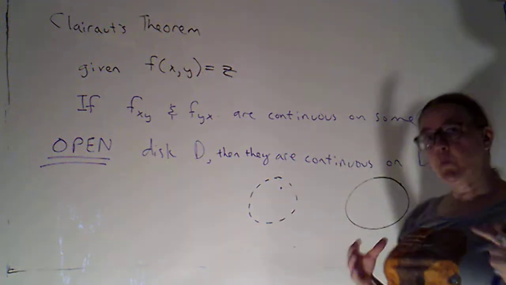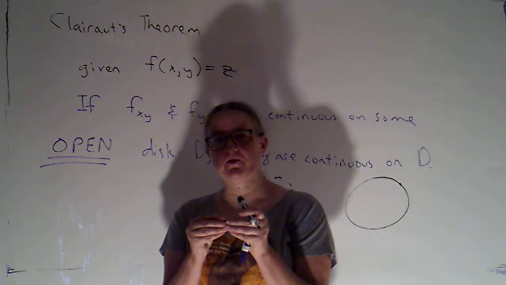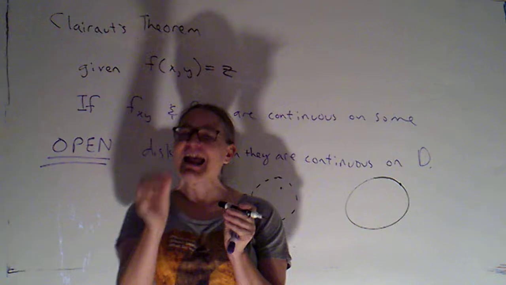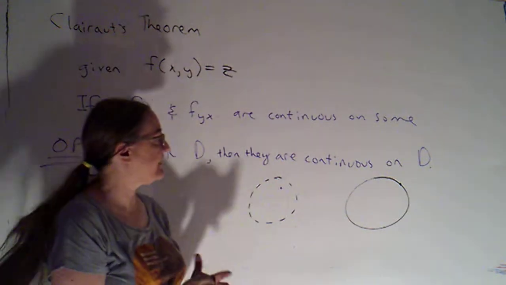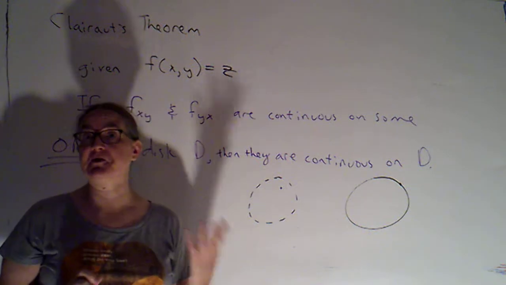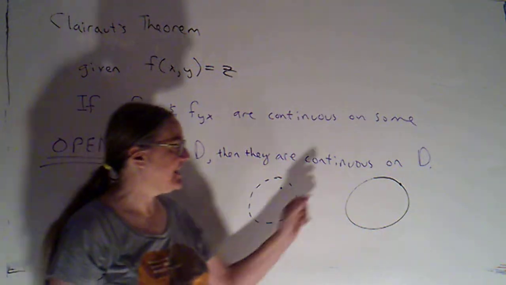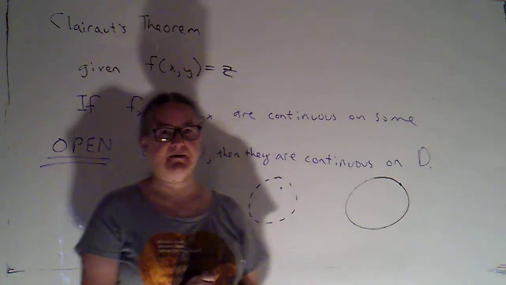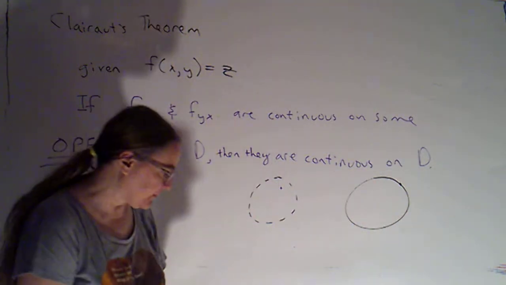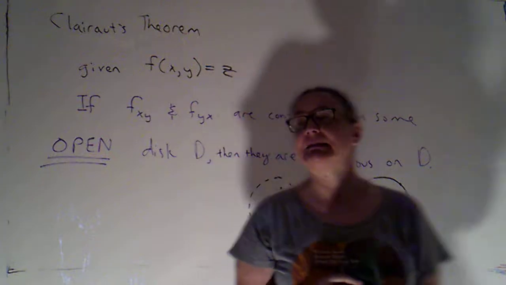So when you have an open region, whatever property is true at the point that you're concerned about is also true near that point. Whereas if you have a closed disk, it's possible that the property that you're concerned about is true at a point, but ceases to be true if you move away from that point. Okay, so we do require that we have an open disk.